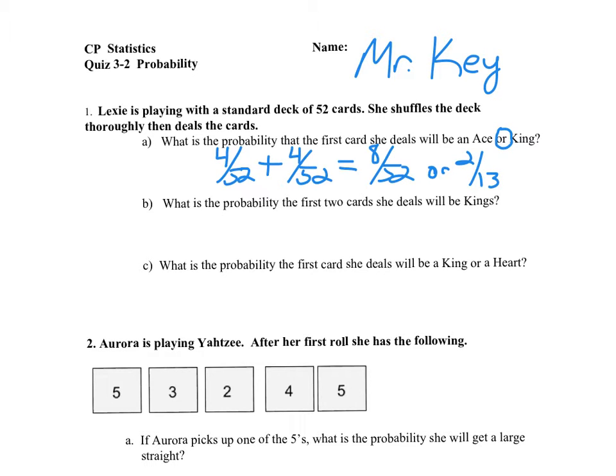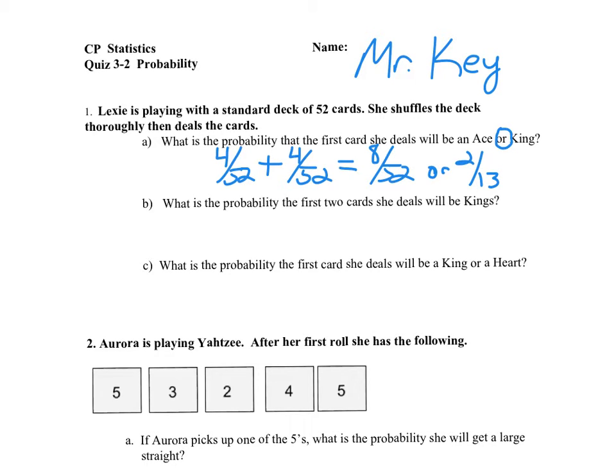So both of these make sense intuitively. There are 4 aces, there are 4 kings. Those are independent of each other. You can't have an ace and a king at the same time. So we simply add those, and there's 8 cards out of the full deck of 52 that we could possibly choose and meet the criteria of it being an ace or a king.